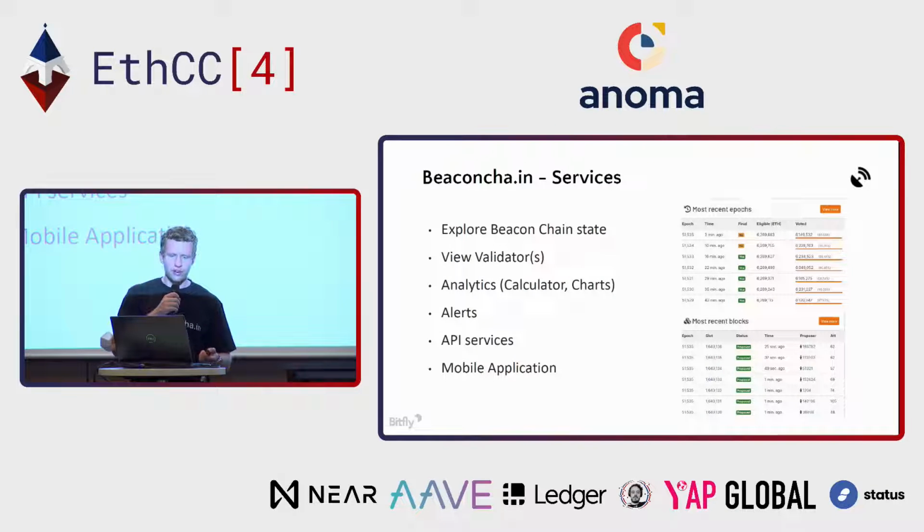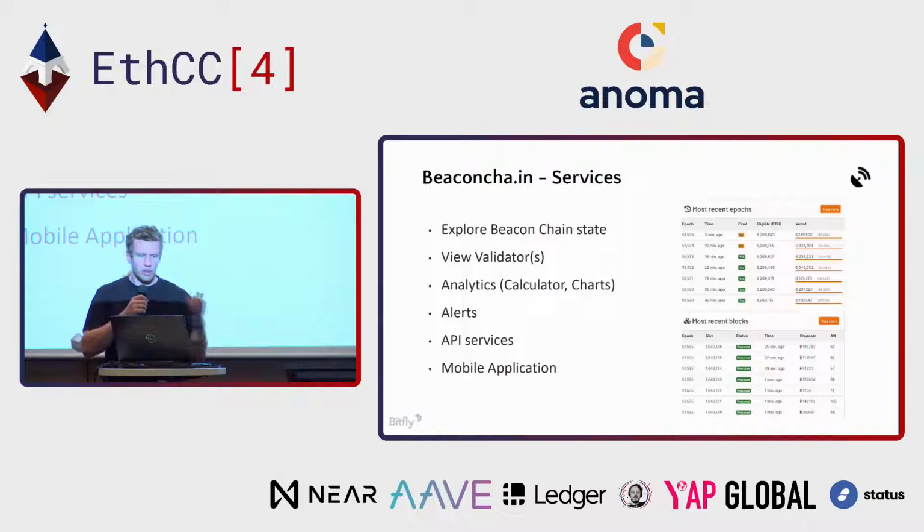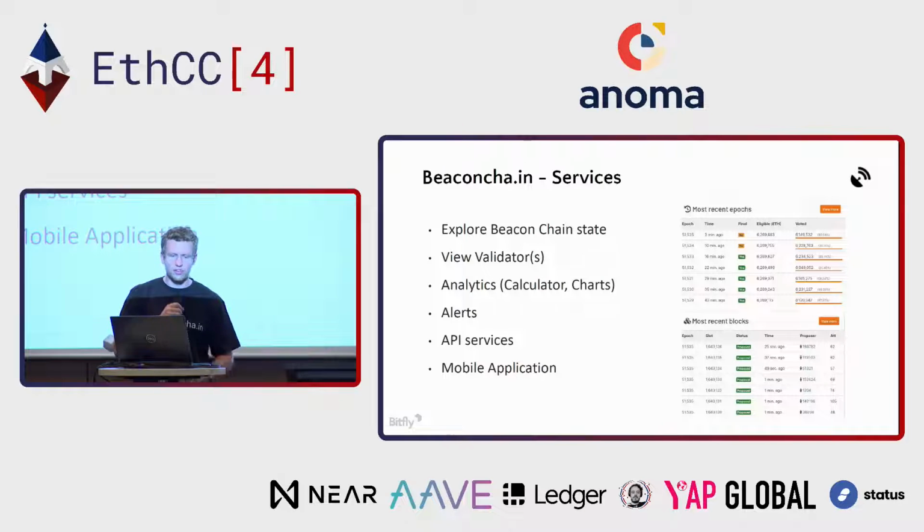And what we basically offer is a way to explore the current state of the beacon chain, and past state. You can view your validators, you can view your earnings, what's going on, and you can also have a general analytical overview of how the finality is right now, how much participation there is in the network over time. We offer alerts, so if you're running a validator, you can set up alerts if you create an account with us. And then if it goes offline or if you propose a block, you will get a notification either by email or through our mobile application. And we also offer API services.